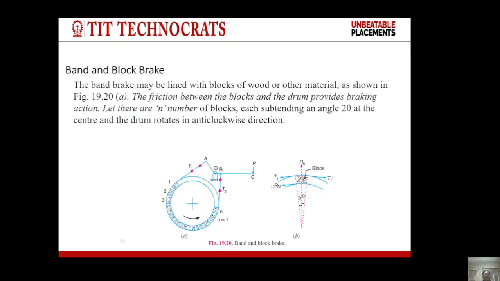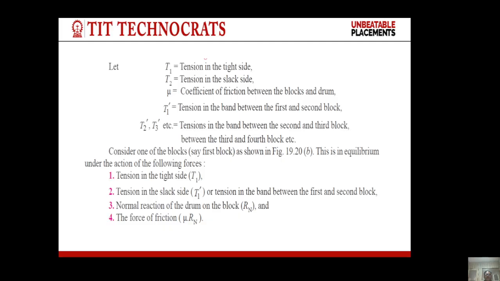Band and block brakes. A band and block brake may be lined with blocks of wood or other material. The friction between the blocks and the drum provides the braking action. Let there be n number of blocks, each subtending an angle of 2 theta at the center, and the drum rotating in anti-clockwise direction. These are the notations which are used for derivation of the braking torque.